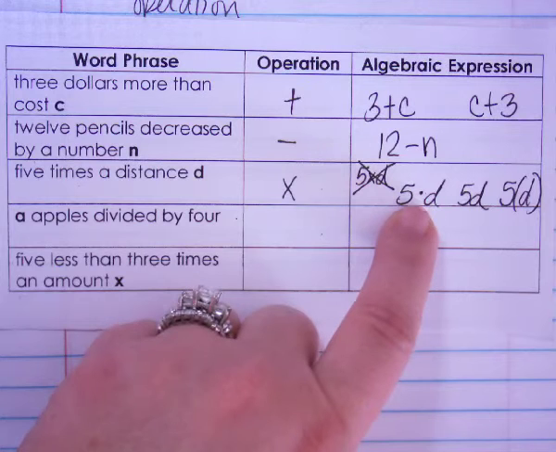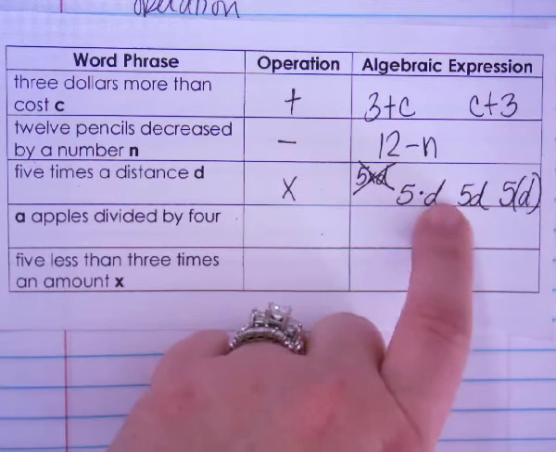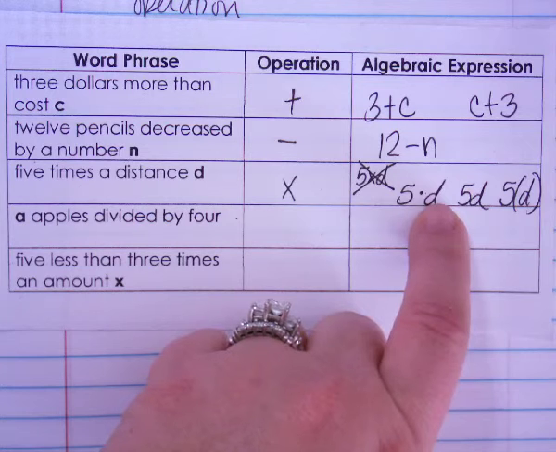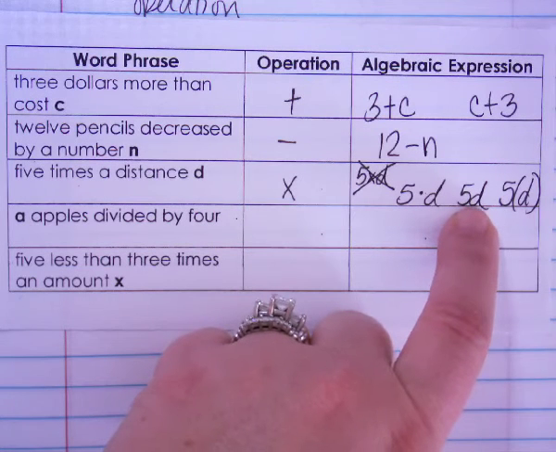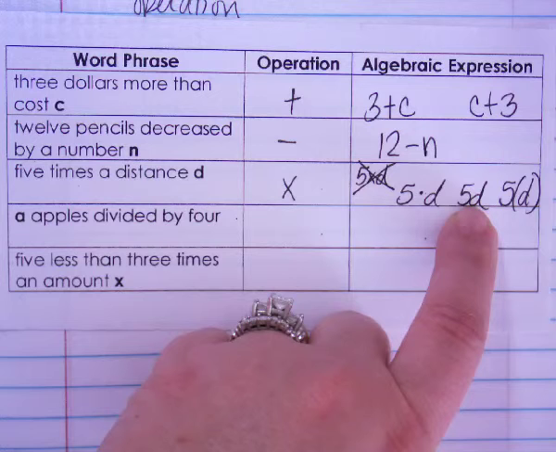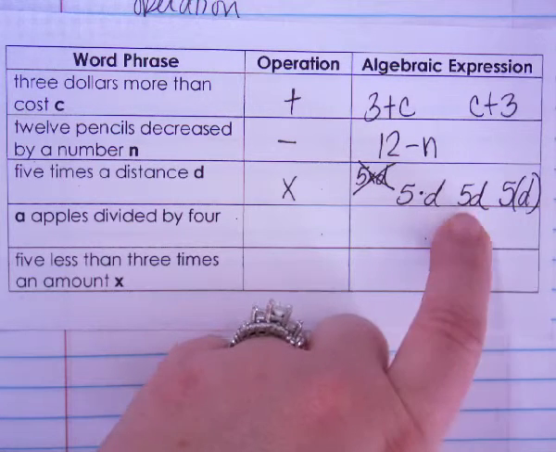Okay, great point. Will said, wouldn't it be easier just to do 5D instead of the parentheses or the dot? Yes, absolutely. So this one, the 5D, where they're next to each other, is the most efficient. That is the best way. But all of these 3 are correct.